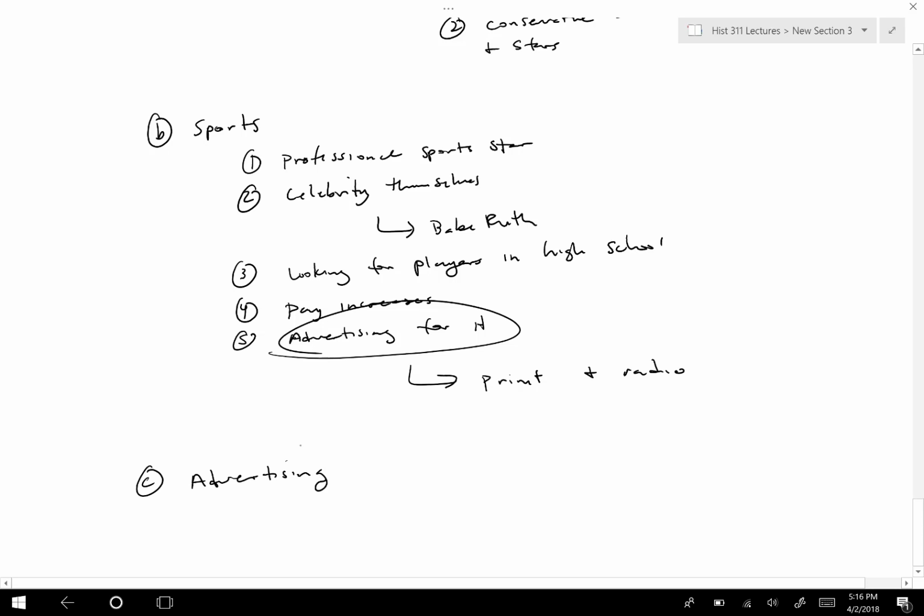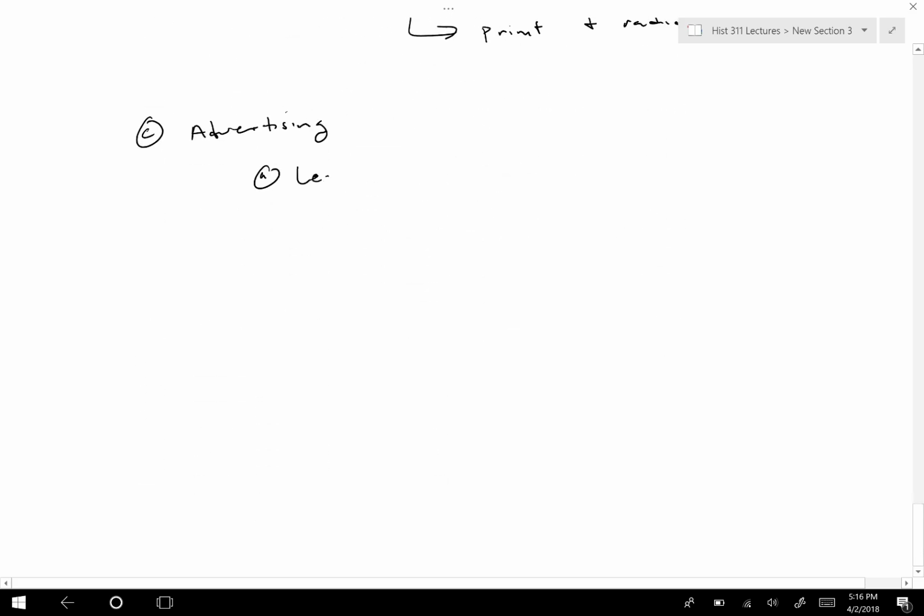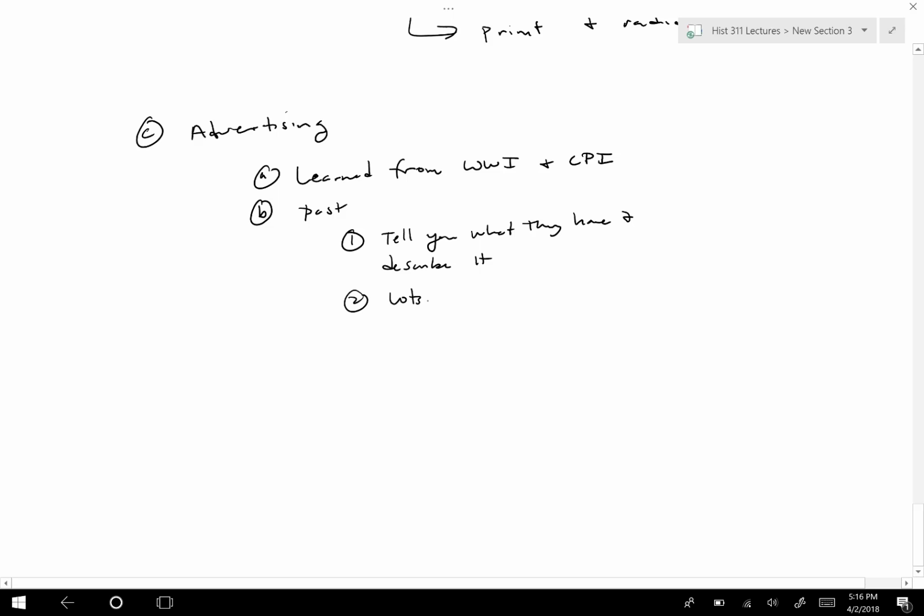Advertising certainly took its lessons from World War I and the CPI. And what they learned from that in the past, here, we'll do this past. Ads were designed to tell you what they have and describe it. So there were lots of words and few pictures. Initially that was because of technology. New advertising.